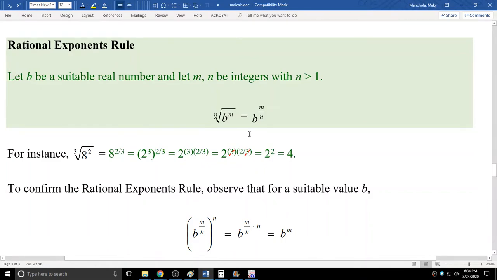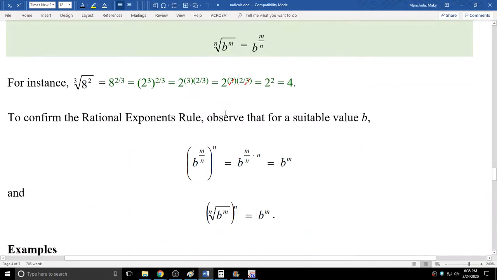If you want to confirm the rational exponents rule, all you have to do is raise each side to the nth power and confirm that they are the same result. So the right hand side, b to the m over n, when you raise it to the n, gives you b to the product of the exponents, m over n times n. Notice that the n's cancel, so you end up with b to the power m.